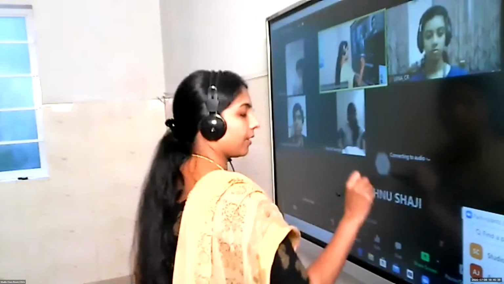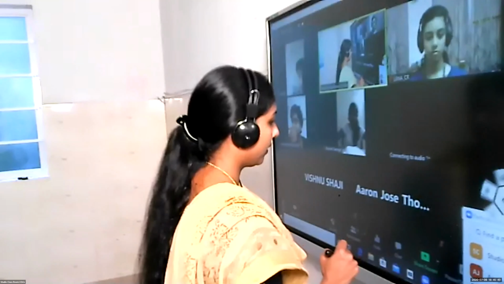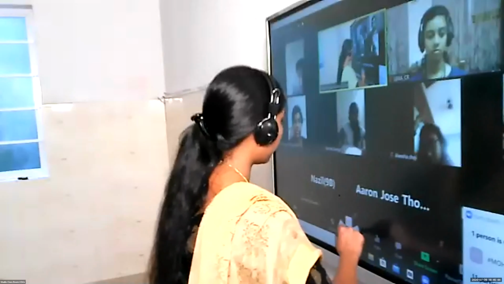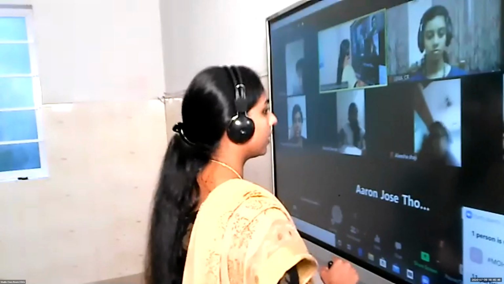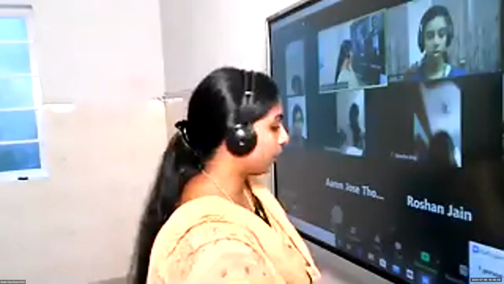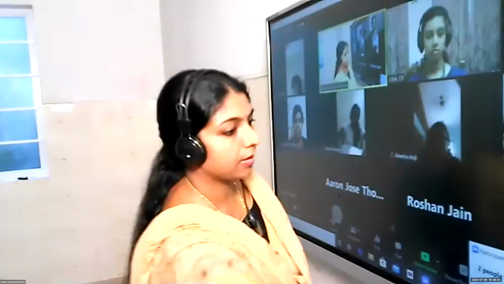Only 11 children are there. What is your class strength? Only 11 children are there in your class? 9B? No, ma'am. What is the strength? 36. Last year? 36. Only 12 students joined. Okay. Shall we start the class?